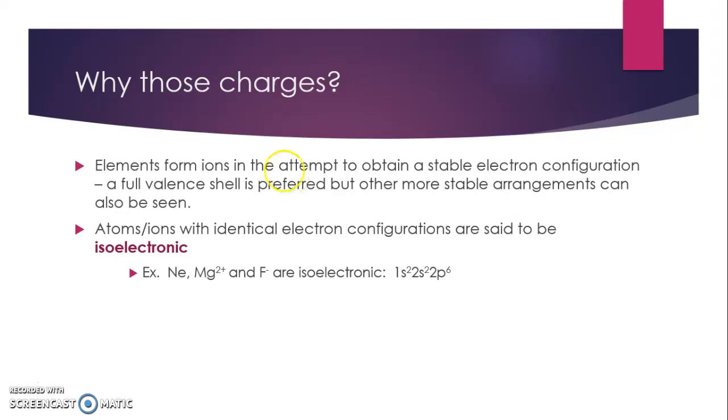configurations. And then one other idea, we talked about this in first year, the word isoelectronic refers to atoms and ions that have identical electron configurations. So for example, you've got neon, magnesium 2+ and F- are all isoelectronic because all of their configurations are 1s2, 2s2, 2p6. Magnesium loses its 2, 3s electrons. Fluorine gains 1 electron to fill up the 2p, and then they both look like neon. So the 3 atoms are isoelectronic to each other.